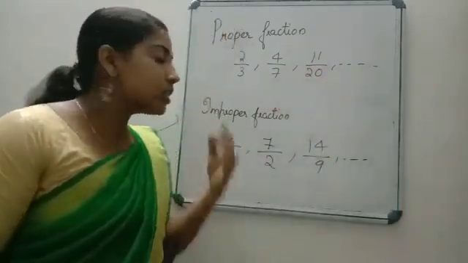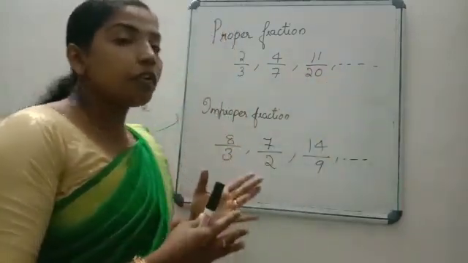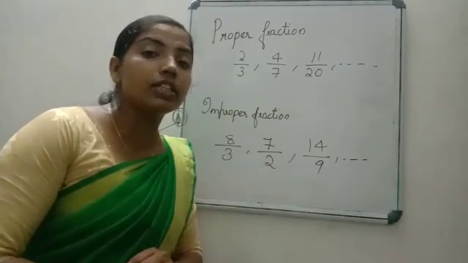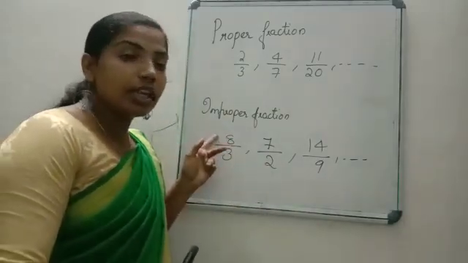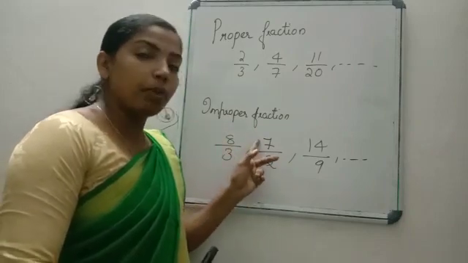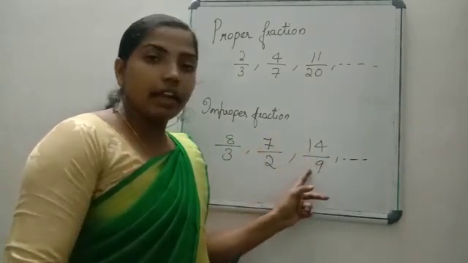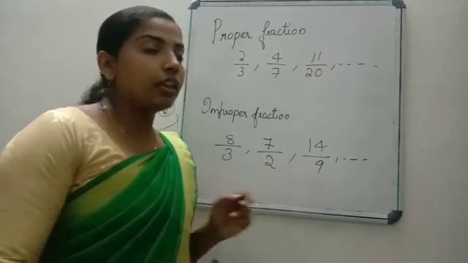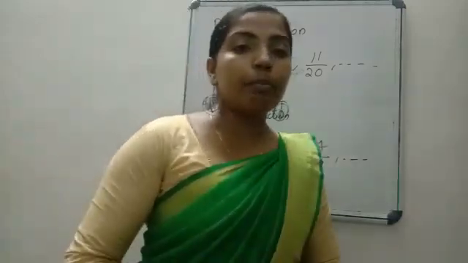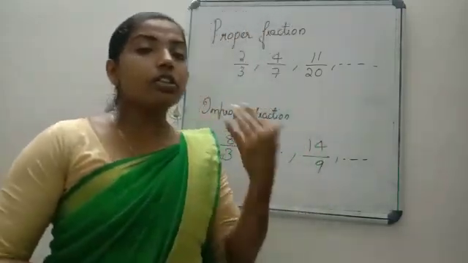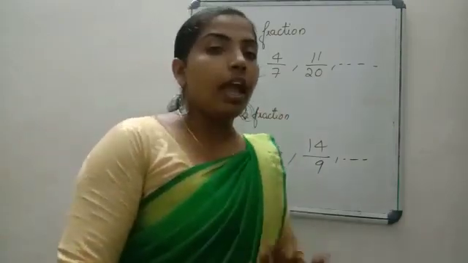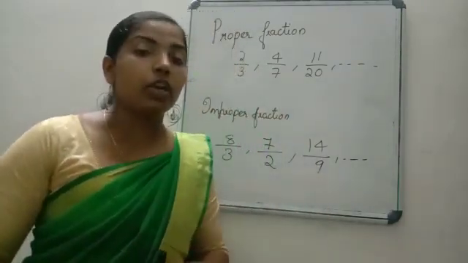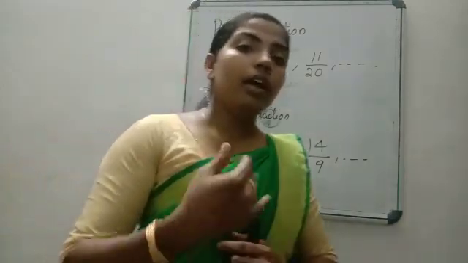Now just the opposite, improper fraction. In the case of improper fraction, the numerator will be greater than the denominator. See, 8 by 3, here numerator is greater. 7 by 2, numerator is greater. 14 by 9, here also numerator is greater. So the difference between proper and improper fraction is, in the case of proper fraction, the denominator is greater than the numerator. In the case of improper fraction, the numerator is greater than the denominator.